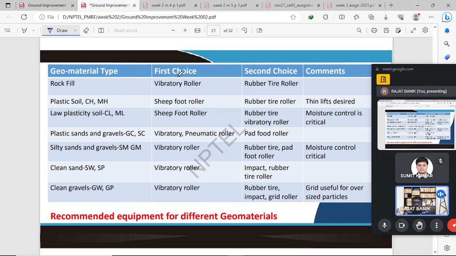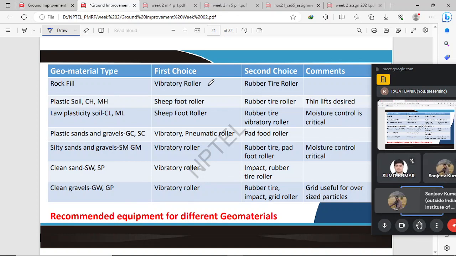Moving forward, we can also see what type of machines or technique we use for shallow densification for different types of geomaterial. Like for rock fill, when we improve the rock fill, the first choice will be a vibratory roller, because due to vibration, the particle resistance is reduced and particles get closer to each other. So the first choice should always be a vibratory roller. But if it is not available, then the rubber tire roller is also a good option.